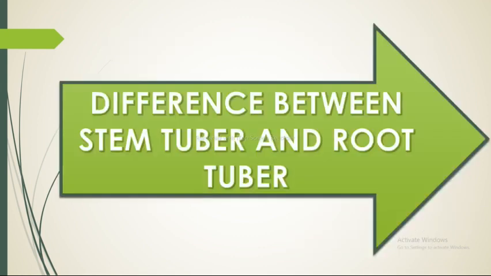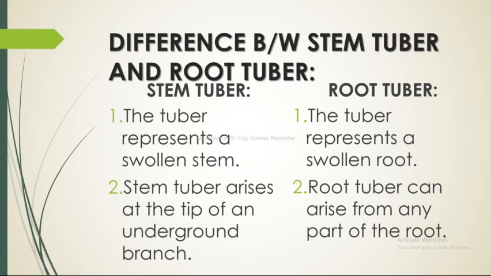So next I am going to discuss the difference between the stem tuber and root tuber. First I will discuss the stem tuber and then I will discuss the root tuber. Stem tuber, the tuber represents a swollen stem. Root tuber, the tuber represents a swollen root.